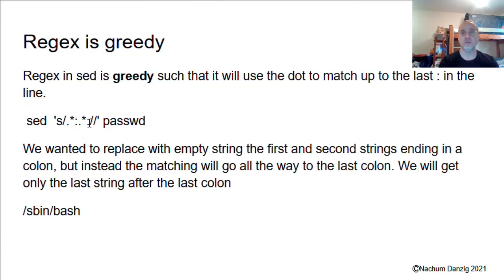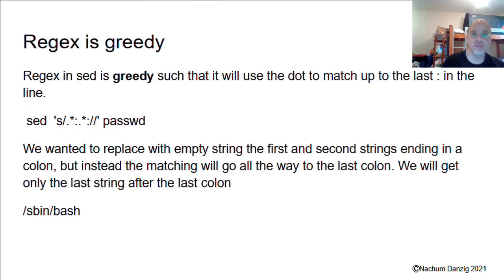So what is it really going to do? You see what I'm saying? I wanted to just get the first thing until a colon, and then the second thing until a colon. But instead, the matching will go all the way to the last colon. We will get only the last string after the last colon. We'll go from anything which has a colon at least, and then until we get to a colon at the end. But it's not going to go past the last colon because it has to find that colon at the end. So it's going to switch everything in the line except for the last bit of the line, which is going to be, for example, sbin bash, or it could be sbin DC shell. We get only the last string after the last colon for every line.